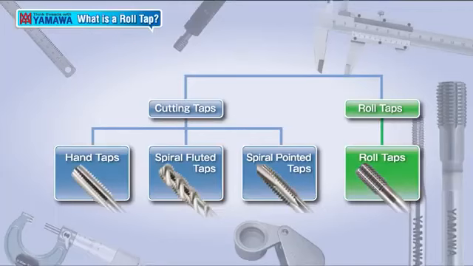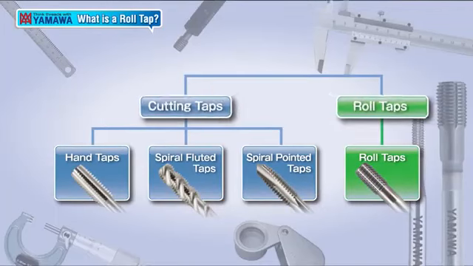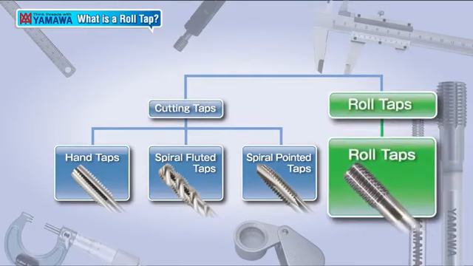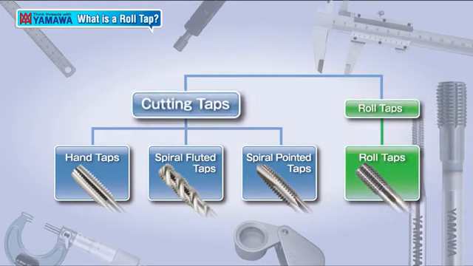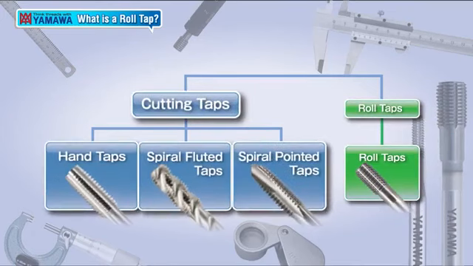Taps can be broadly classified into two categories: cutting taps and roll taps. This time, I would like to explain about the roll taps. To make it easier to understand, I will explain roll taps by comparing them with cutting taps. Cutting taps include hand taps, spiral fluted taps, and spiral pointed taps.